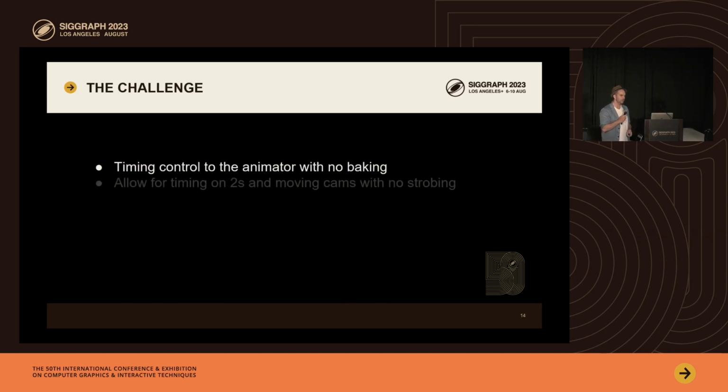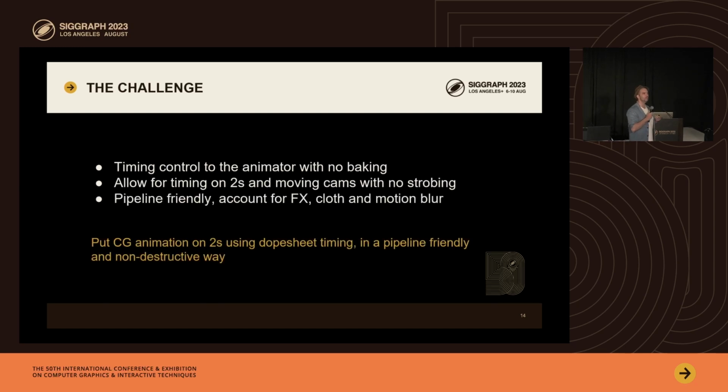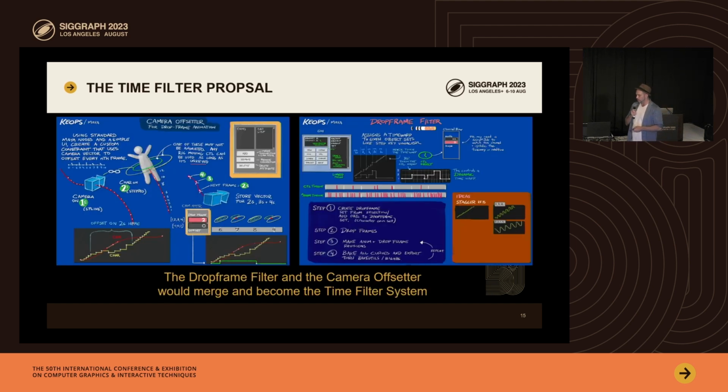So the challenge, roughly speaking, is we want to put our animation on twos. We want to use dope sheet mentality, and we want to do it in such a way that's non-destructive and pipeline friendly. So the time filter solves this challenge. It allows an animator to achieve drop frame timing interactively with no need to bake. And the way that it does this is it changes the way time is interpolated on select sets of curves.